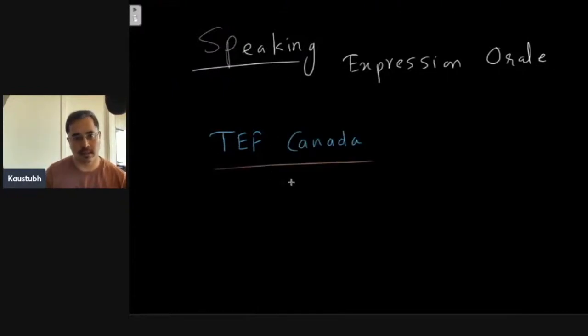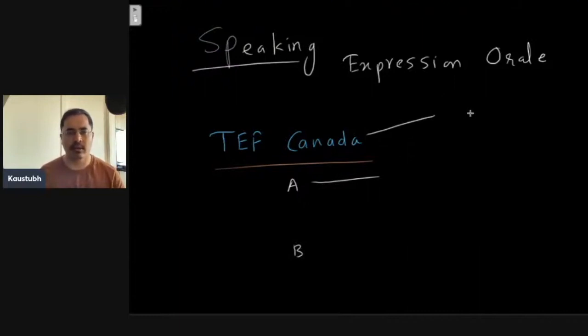There are two sections, two tasks to be done, A and B. The duration of the exam in TEF Canada is 17 to 18 minutes. What happens is you enter the hall, you introduce yourself, they make you sign some documents, some pleasantries, and then you get a document, a paper.